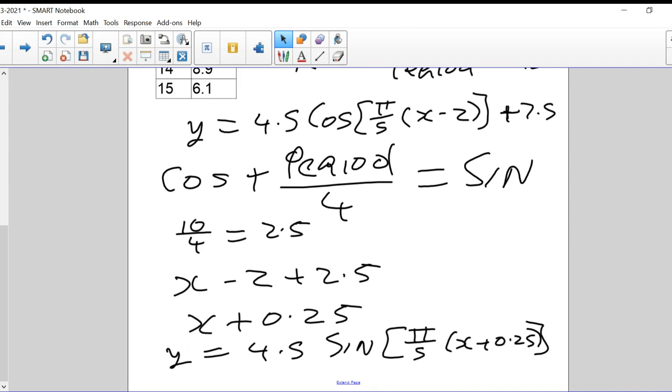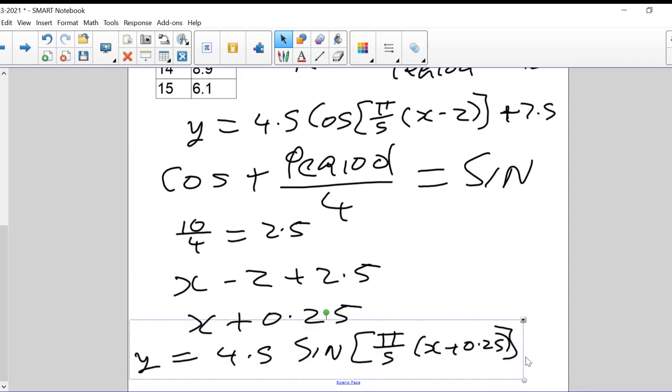And then plus 7 point, oh geez, I didn't give myself enough room to do that. I do that all the time. Let's see if I can bring the whole thing over. Plus 7.5.